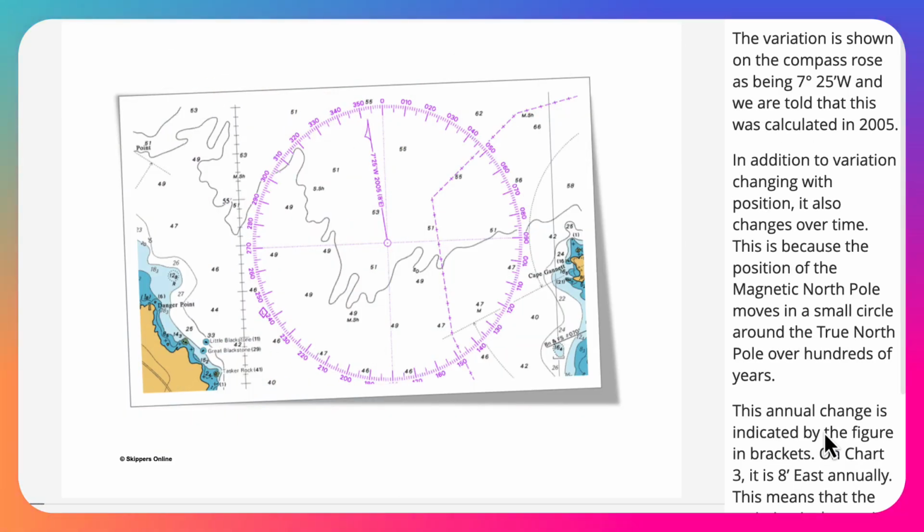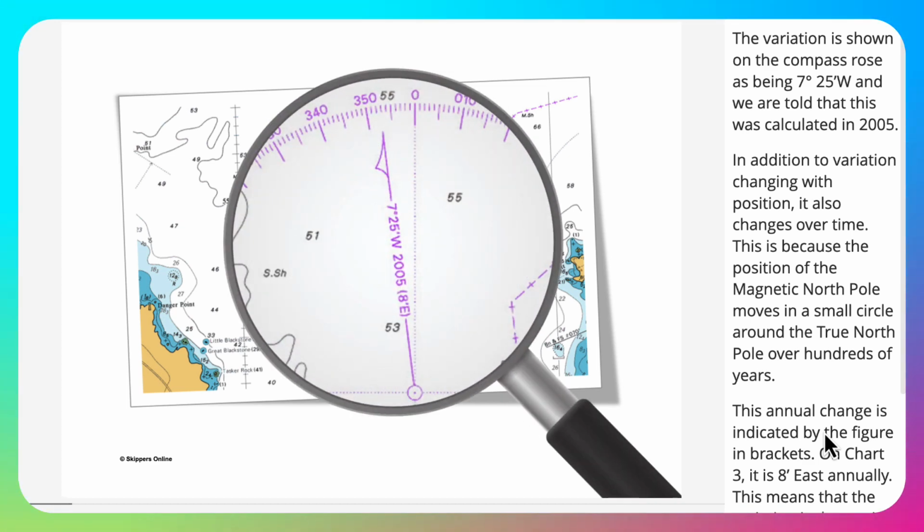The variation is shown on the compass rose as being 7 degrees 25 minutes west, and we are told that this was calculated in 2005. In addition to variation changing with position, it also changes over time. This is because the position of the magnetic North Pole moves in a small circle around the true North Pole over hundreds of years. This annual change is indicated by the figure in brackets.